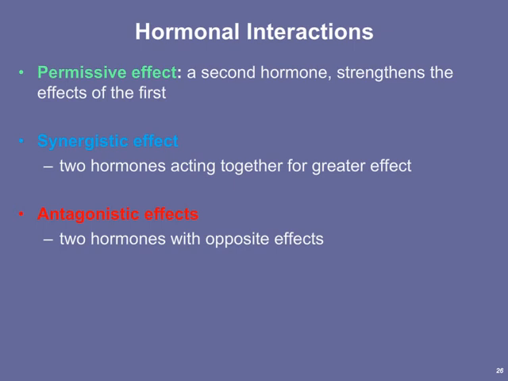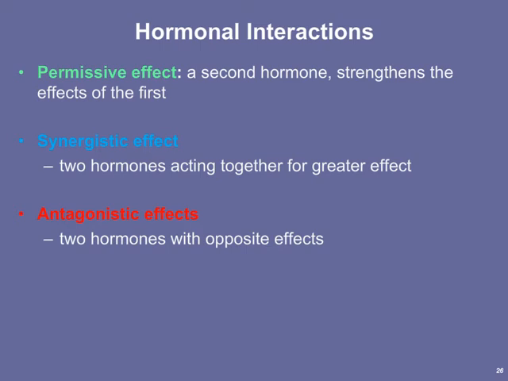It's important to note that hormones can and often do interact with one another. These interactions can be divided into one of three categories. Permissive effects occur when a second hormone strengthens the effect of the first hormone. For example, thyroid hormone strengthens the effect of epinephrine on fat breakdown or lipolysis.